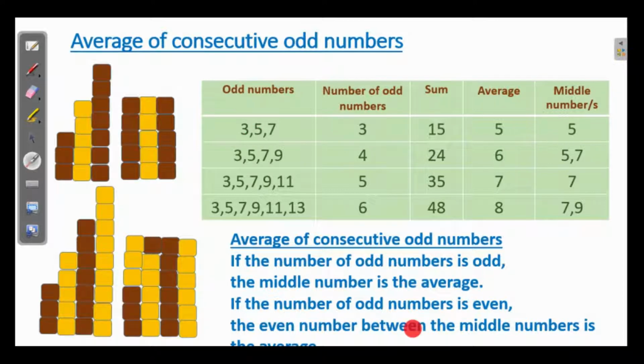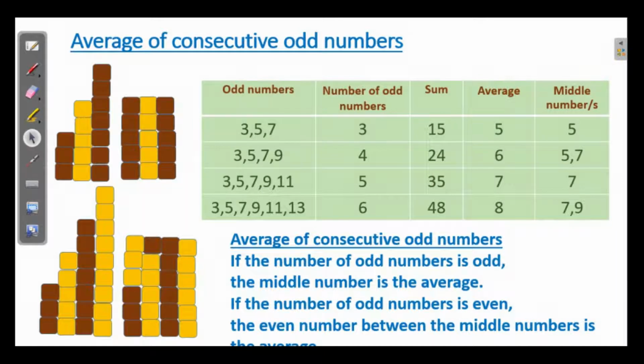If the number of odd numbers is even, here 4 numbers, the even number between the middle numbers is the average. The middle numbers are 5 and 7. In between 5 and 7, the even number is 6. Here, the middle two numbers are 7 and 9. In between these two numbers, 7 and 9, the average is 8. So, this is the easy way of calculating the average of odd numbers.